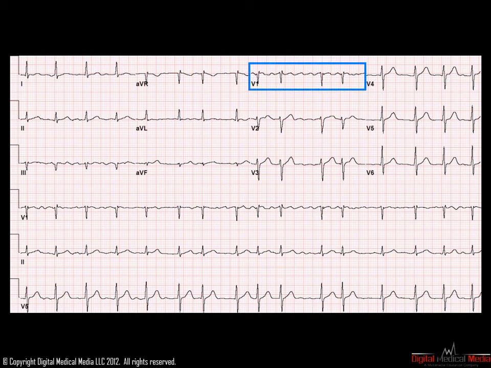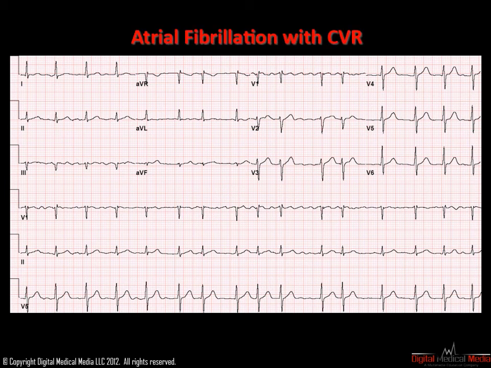As we look at V1, we see a very unusual baseline between each of the R-to-R intervals. There is no organized, predictable, and repetitive atrial activity across this tracing. This ECG clearly shows atrial fibrillation with a controlled ventricular response.